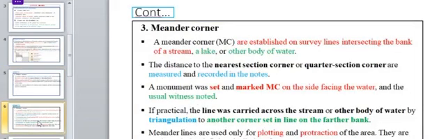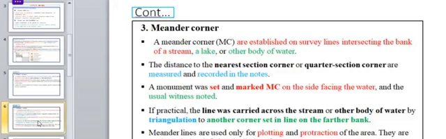Meander corner, the third. The meander corners (MC) are established on the survey lines intersecting the bank of a stream, a lake, or other body of water. The distance to the nearest section corner or quarter section corner is measured and recorded in the notes. A monument was set and marked "Meander corner" on the side facing the water, with the usual witness note.